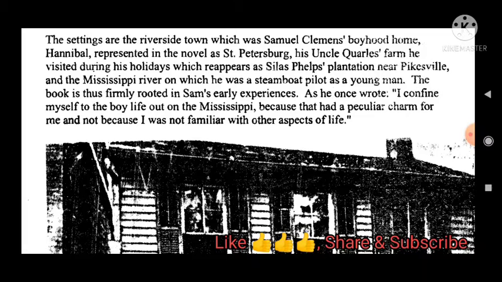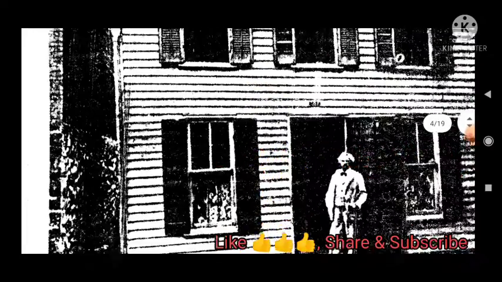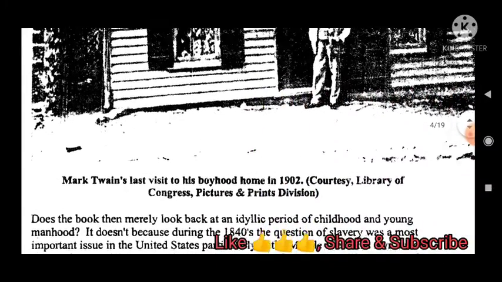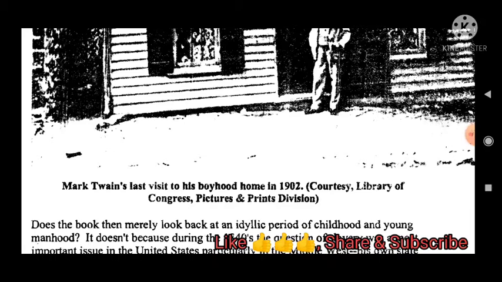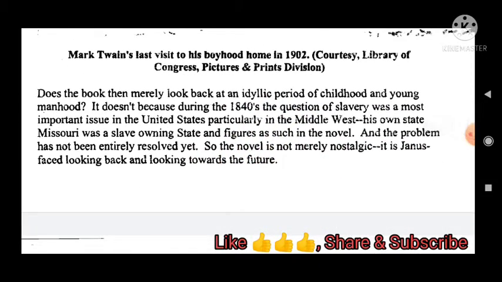As he once wrote, "I confined myself to the boy life out on the Mississippi because that had a peculiar charm for me, and not because I was not familiar with other aspects of life." So here is another picture. You can see Mark Twain's last visit to his boyhood home in 1902, courtesy Library of Congress Pictures and Prints Division. Does the book then merely look back at the idyllic period of childhood and young manhood?